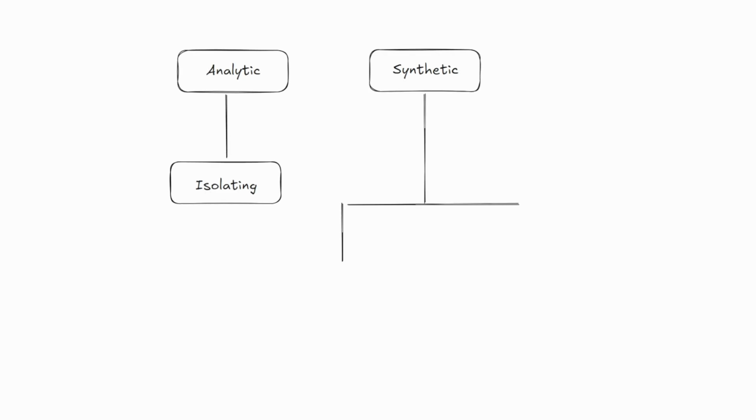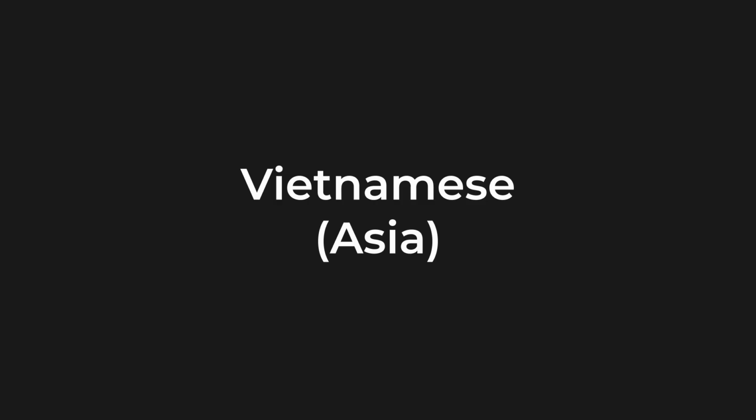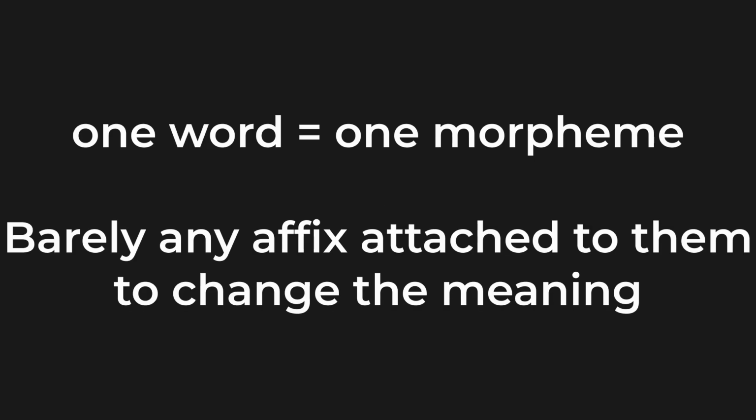That's why each branch has more sub-branches to organize languages. For an analytic language, the main sub-branch is isolating languages, which tend to not have many affixes, but still some. Two common examples include Vietnamese, spoken in Asia, and Yoruba, spoken in Africa. To simplify the situation, in these languages, one word has one meaning, and then another word has its own meaning and so on. And we can make a whole sentence.